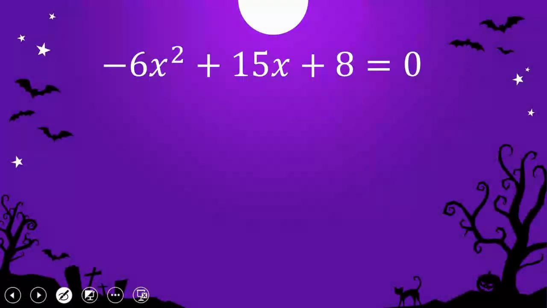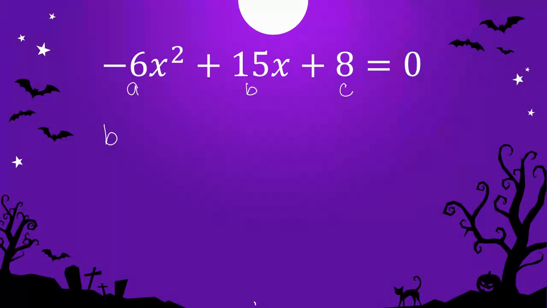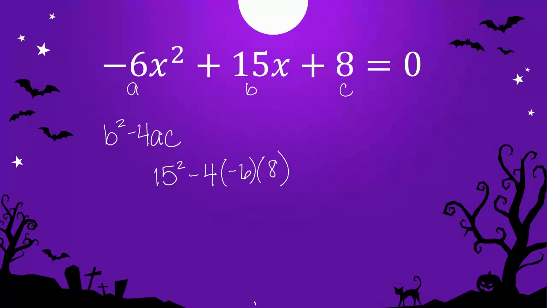I have negative 6x squared plus 15x plus 8. So negative 6 is my a, 15 is my b, and 8 is my c. I'm going to use my discriminant again, b squared minus 4ac, and I'm going to plug the numbers in. So 15 squared minus 4 times negative 6 times 8. 15 squared is 225. And then I'm going to have 4 times negative 6 times 8, which gives me negative 192.